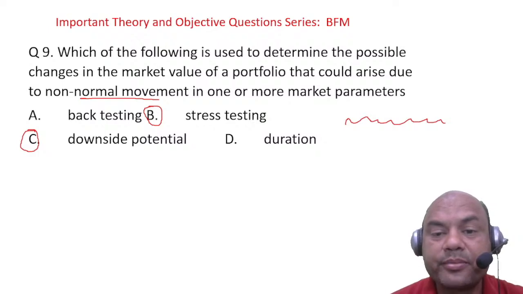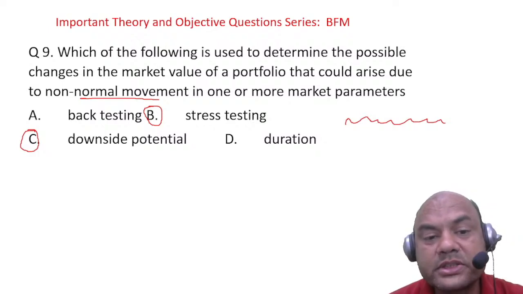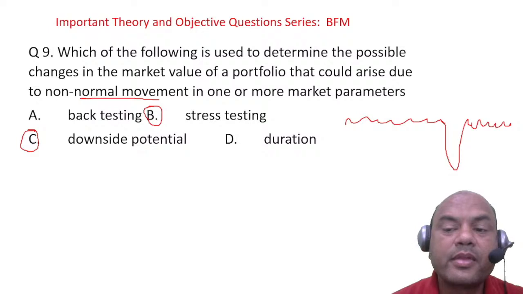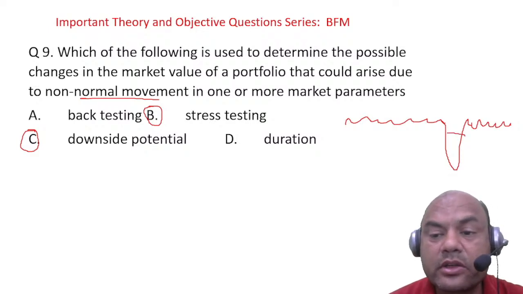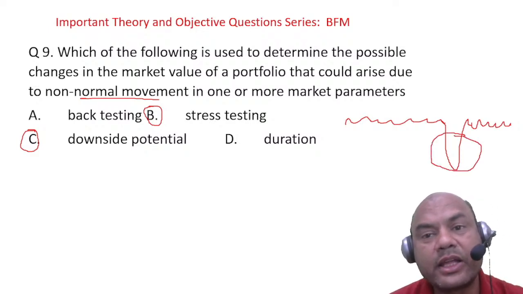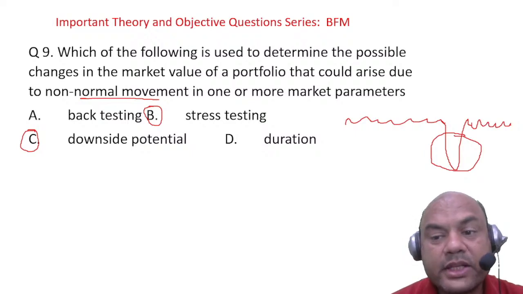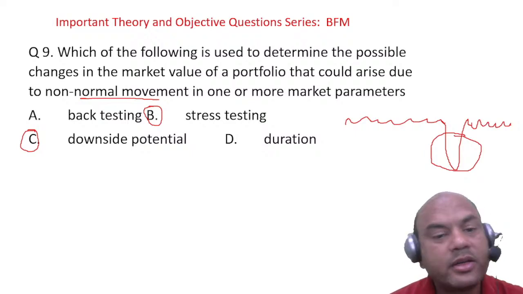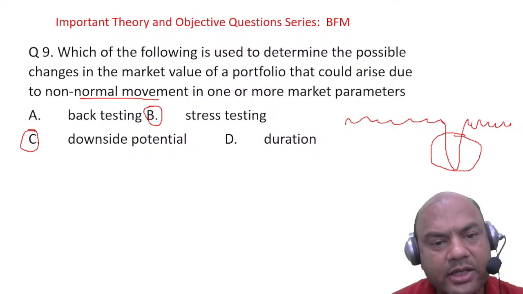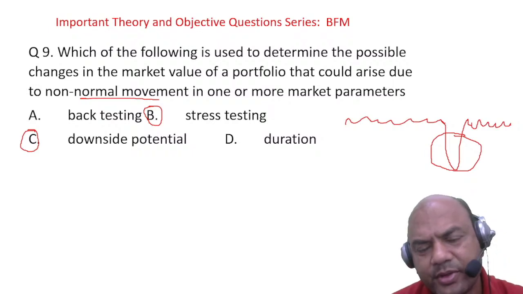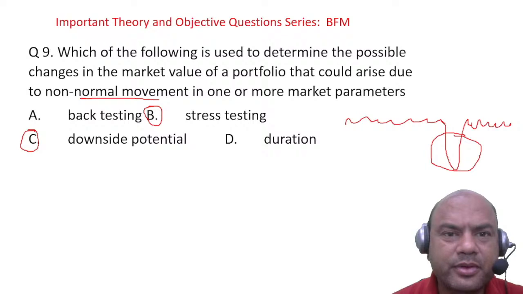Non-normal movement. In which method do I use this non-normal movement? It is this. So this stress testing is for the non-normal movement, like COVID. So this is checked in what? Strictly, backtesting is not the answer. Duration is not the answer. Duration is a totally different concept.